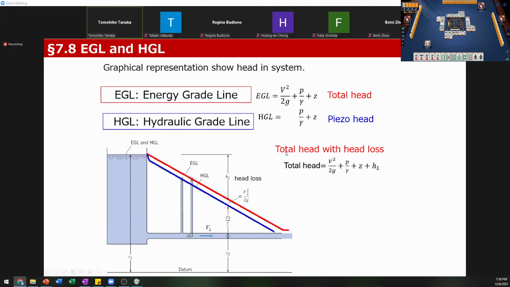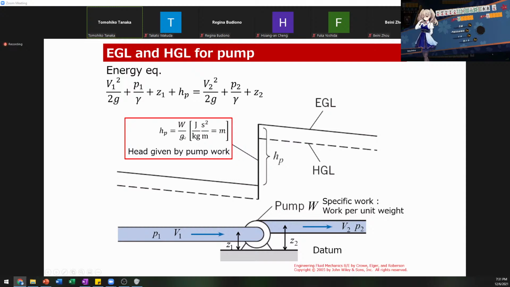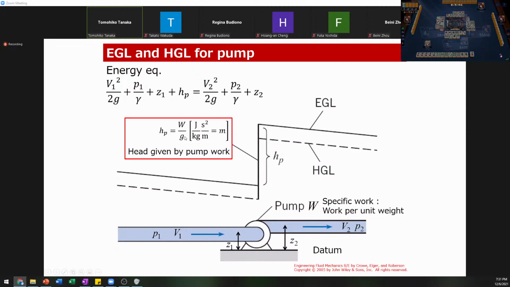And also you can consider loss in the total head with head loss. You can add the HL term here. So if you consider the pump, you can also add the pump head here. And pump head can be given as W divided by g, gravitational acceleration.